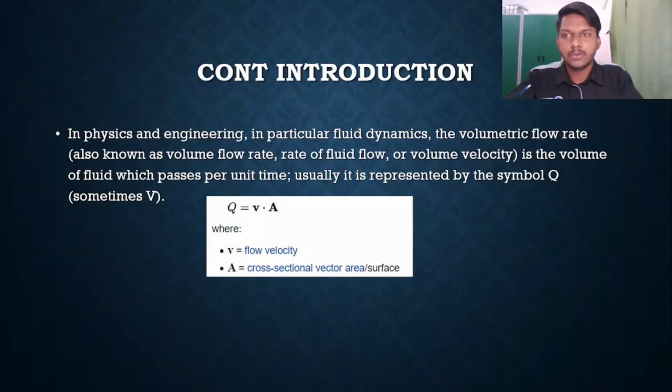The continuation of the introduction: in physics and engineering, in particular fluid dynamics, the volumetric flow rate is the volume of fluid which passes per unit time. Usually it is represented by the symbol Q. Q equals V times A, where V equals flow velocity and A equals cross-sectional vector area.